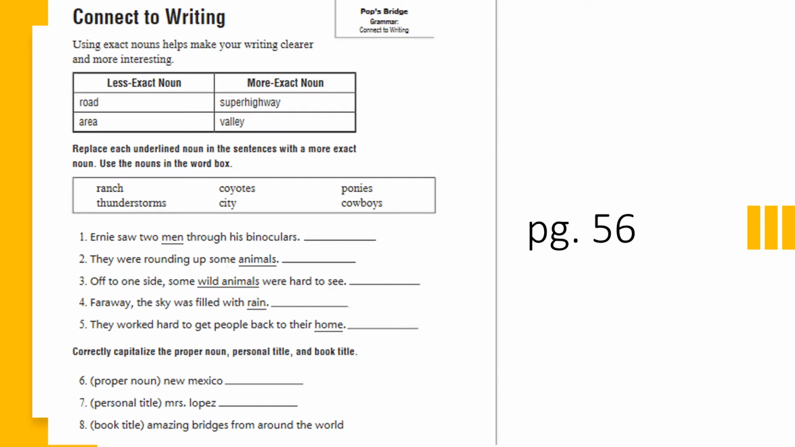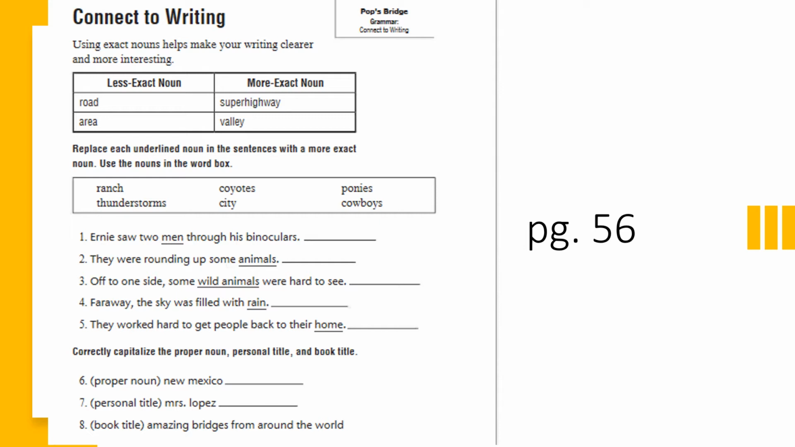So, for example, number 1, men. Ernie saw 2 men through his binoculars. You have to choose from the word box a more specific noun, which is a type of men. In number 2, you have to select a more exact noun for animals. Number 3, you have to choose more exact nouns for wild animals. In number 4, you have to choose a more exact noun for rain. What type of rain? And in number 5, a more exact noun for a home.